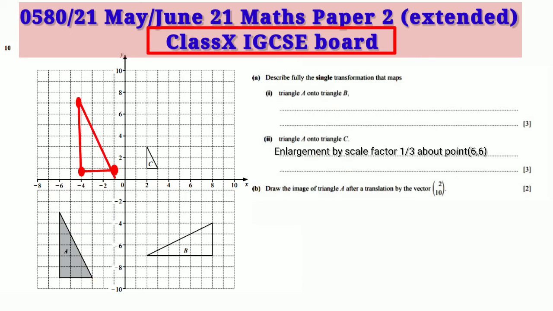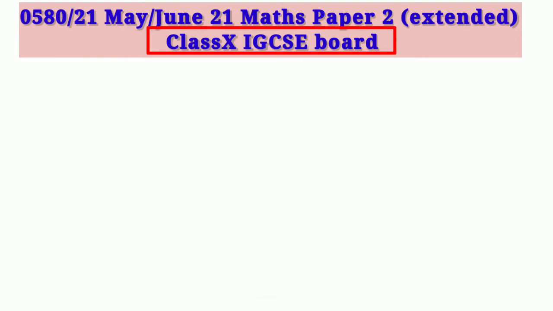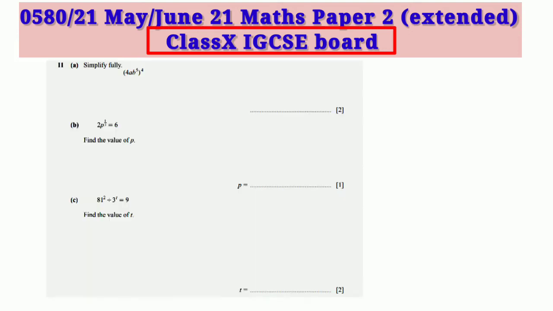So this is our required triangle after translation by vector (2, 10). 11th question, A part, simplify fully. The question is (4ab^5)^4. The power outside the bracket applies to all, that is to 4, a, and b^5.